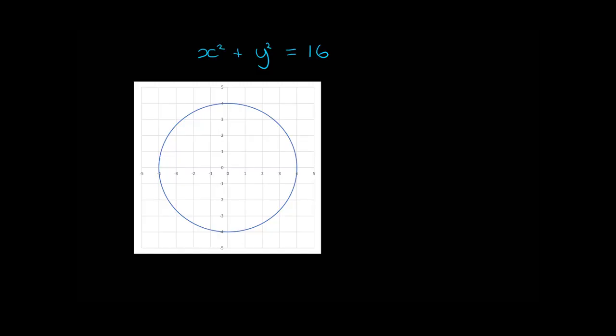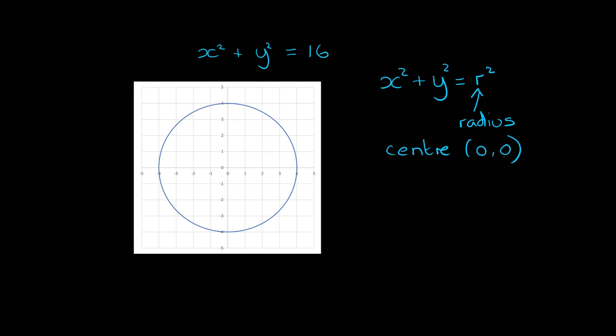Here is a circle and its equation. All equations of circles come in the format x squared plus y squared equals r squared, where r stands for the radius. So these will be circles who have their centre at the origin.